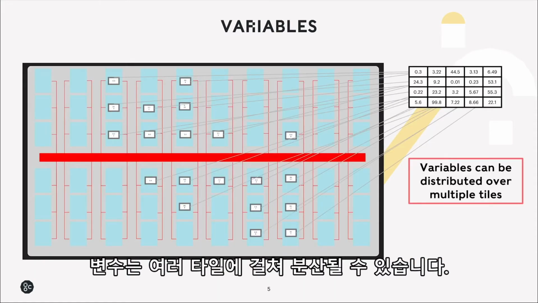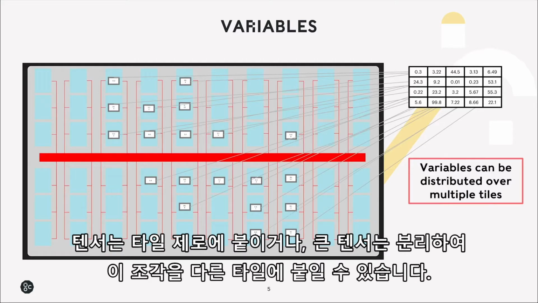Variables can be distributed over multiple tiles. So for example, a tensor could be put onto tile 0, or a large tensor could be split up and slices of this put onto different tiles.